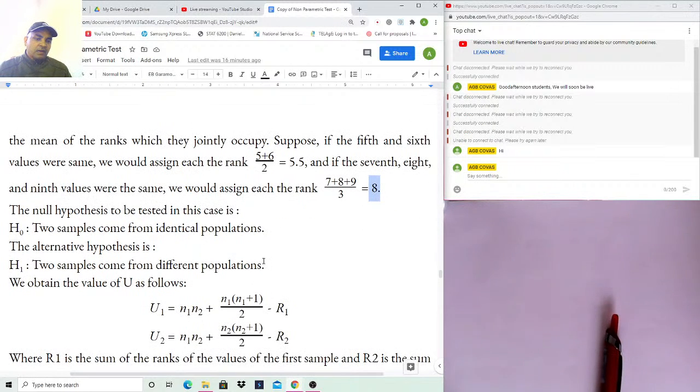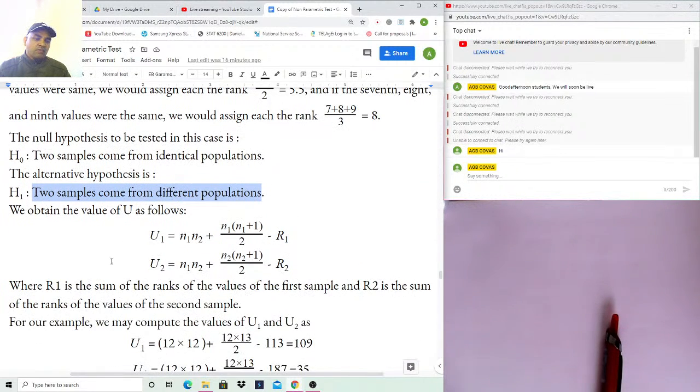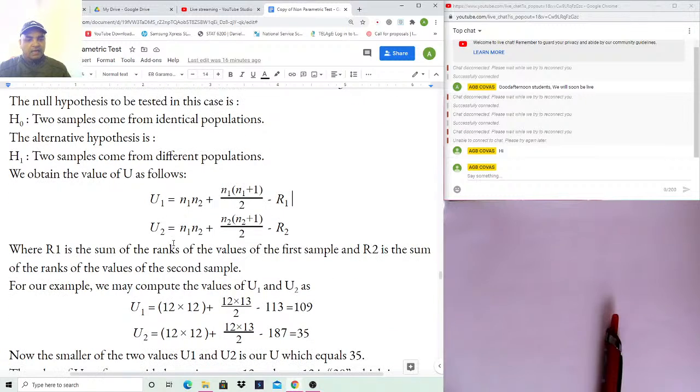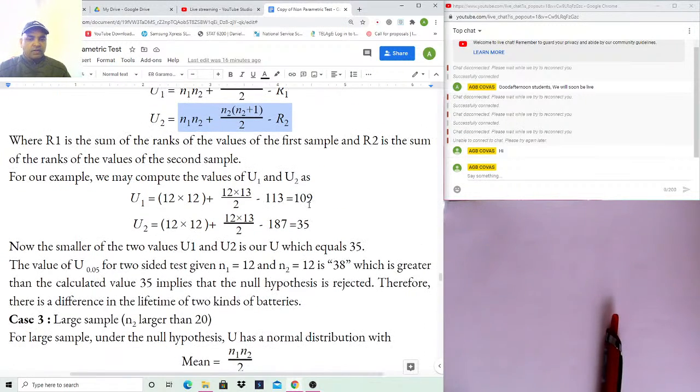Now what will be our null hypothesis? That the two samples came from the same population, and the alternative hypothesis will be that the two samples came from different populations. So we will obtain the value of U1 in the Mann-Whitney U test with the formula U1 = N1 N2 + N1(N1+1)/2 - R1, and U2 will be given by this formula. Accordingly we find that U1 came out to be 109 and U2 came out to be 35.